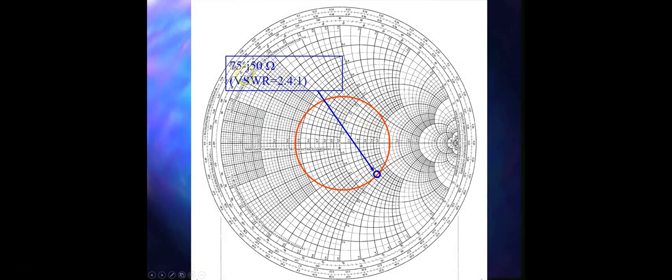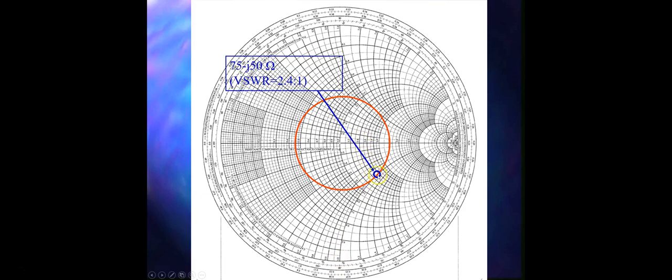Now next is 75 minus J50. First you will divide it by the 50 ohm characteristic impedance, and then you will get 1.5 minus J1 impedance. So to plot that, you will find 1.5 somewhere here, and then for negative J1, you will look for that negative J1. Somewhere here, this is 1.0, so negative 1.0 will come at this point.